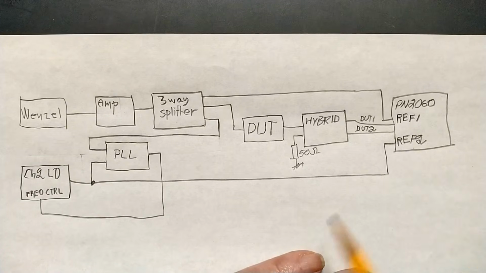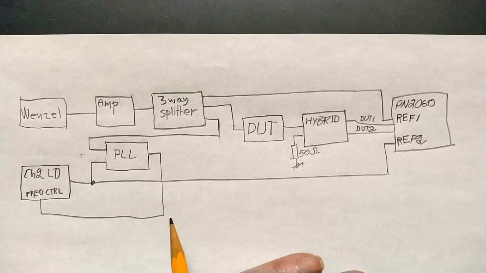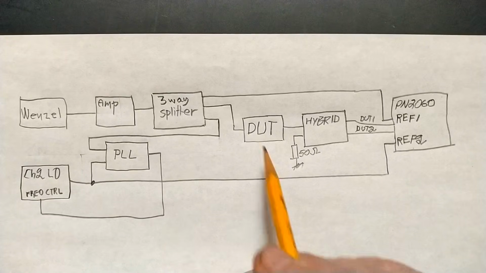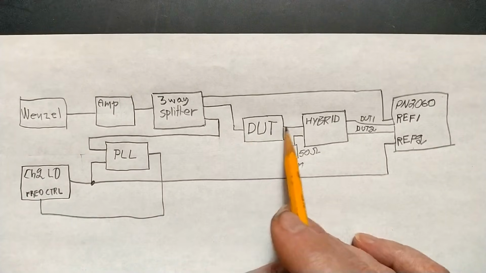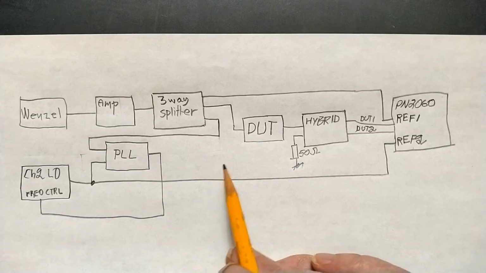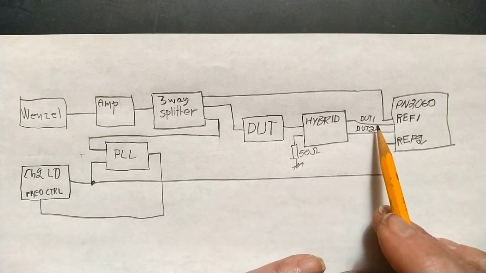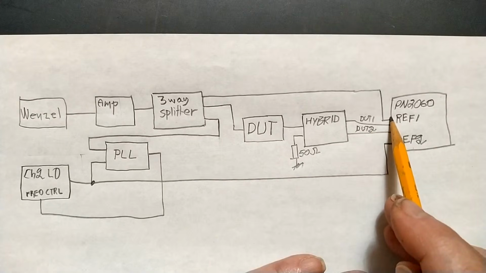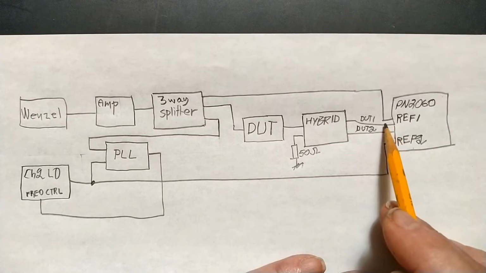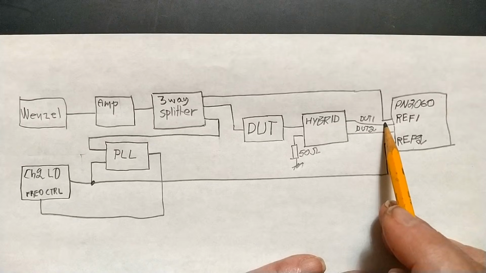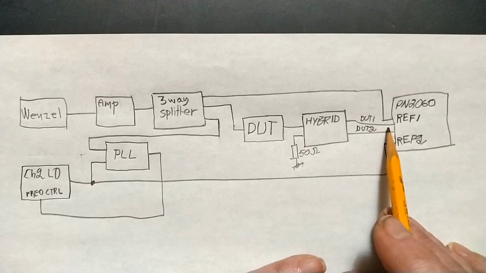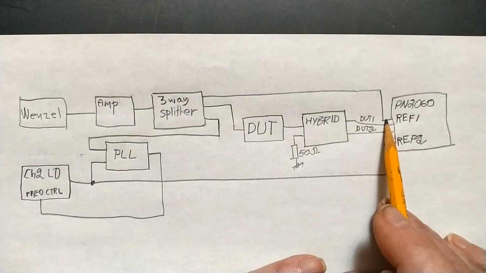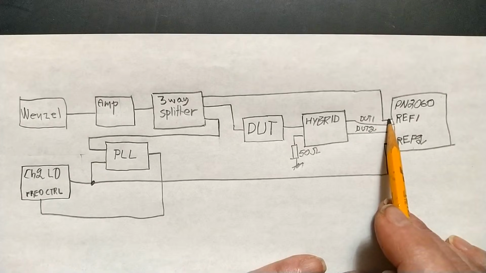The beauty of this thing is that it is an interferometer. If I replace the device under test with just a simple through wire, I have the same signal on the reference 1 and on the DUT 1, which means that any frequency modulation from the Wenzel oscillator will not be present here in the difference frequency between those two.